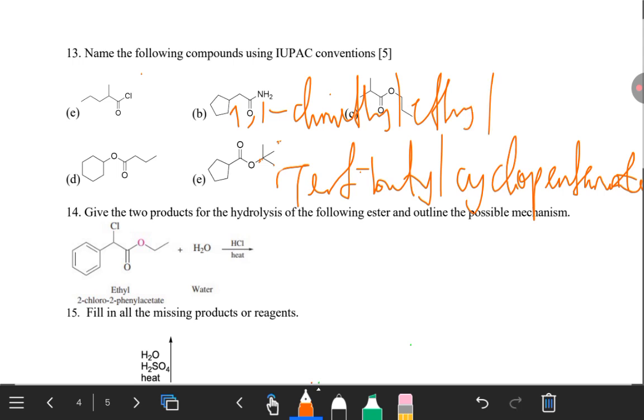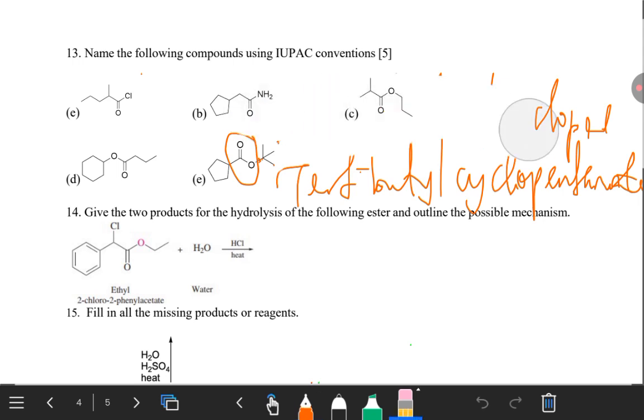Then we can see that there is this structure here, which is a cyclopentyl. So I'm just going to call it cyclopentane. Then this one is a group which is an ester, also known as a carboxylate. Okay, so we can call it 1,1-dimethylethyl cyclopentane. Okay, so let me write it properly here, because the name is a bit long.